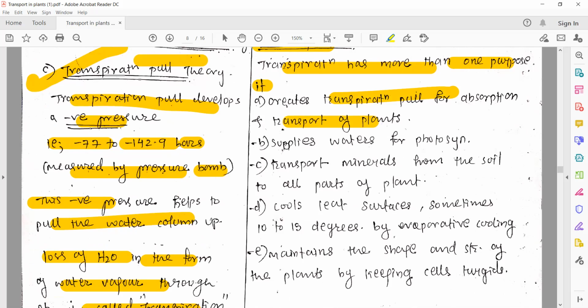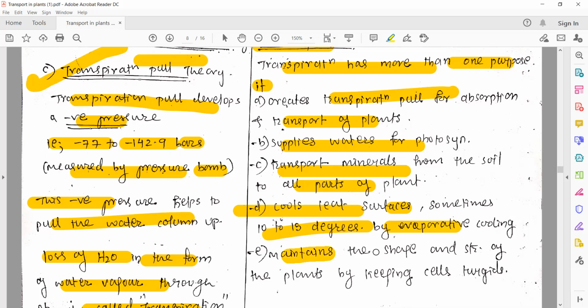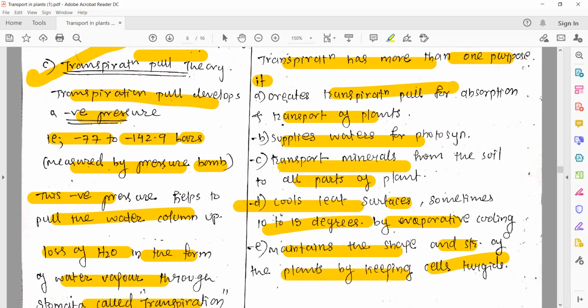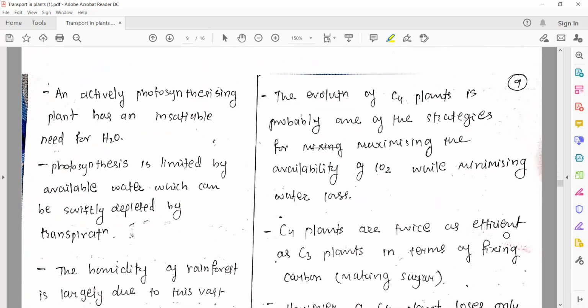Understood? Next, it supplies water for photosynthesis, then transports minerals from the soil to the other parts of the plant, then cools the leaf surfaces, sometimes by 10 to 15 degrees, by the evaporative cooling technique. Next, it maintains the shape and structure of the plant by keeping the cells turgid. So these are the plus points we have with respect to transpiration as compared to photosynthesis.